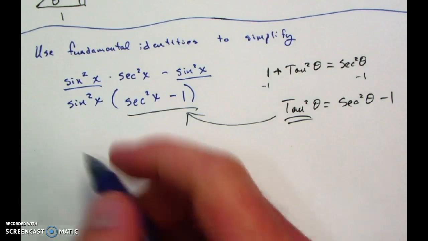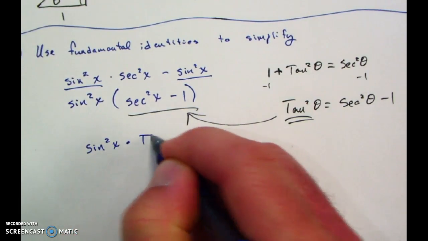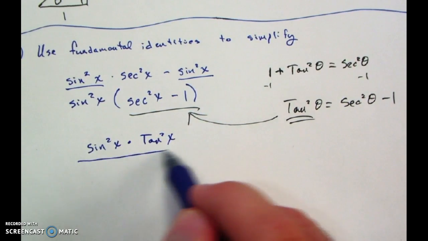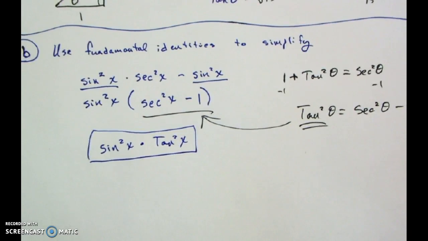So then I could sub that in for that piece, and so what we end up with as far as simplifying goes is a sine squared times a tangent squared. And as far as simplifying, there's really not much more that we could do from there. That would be a simpler expression.